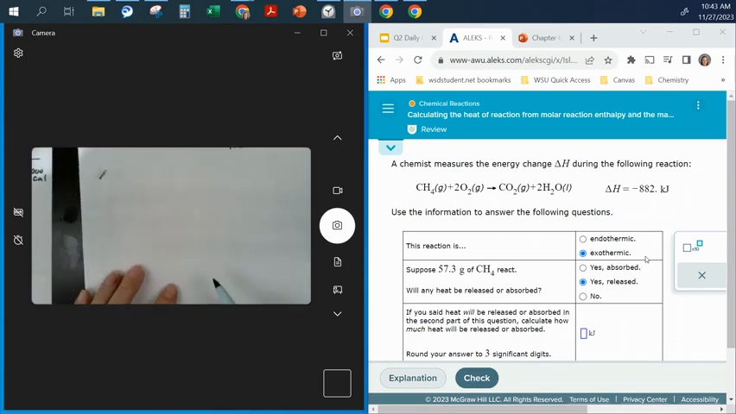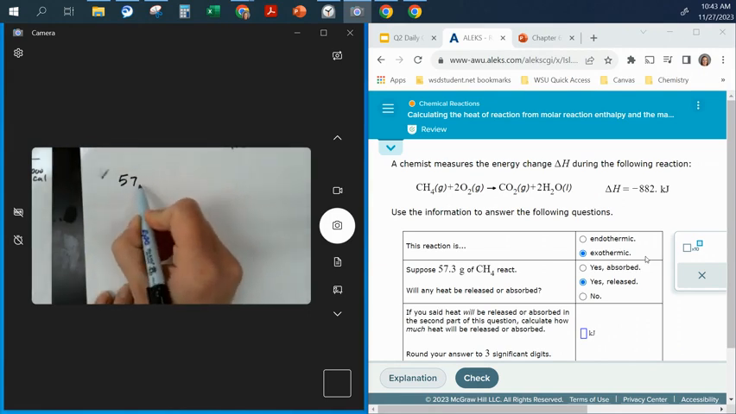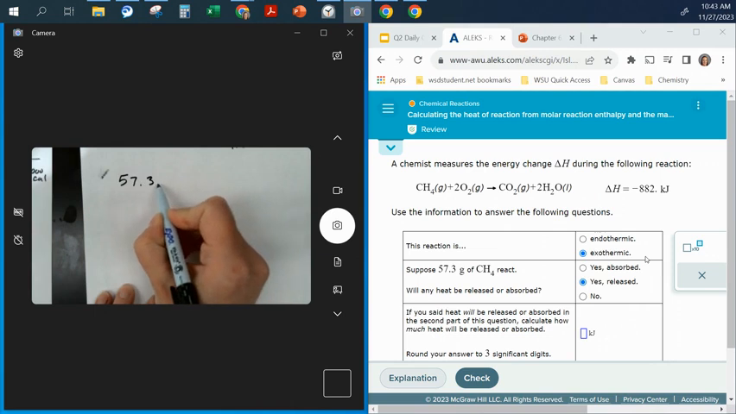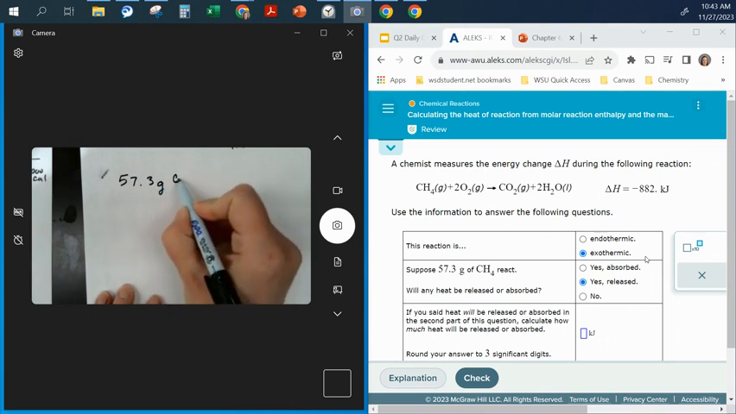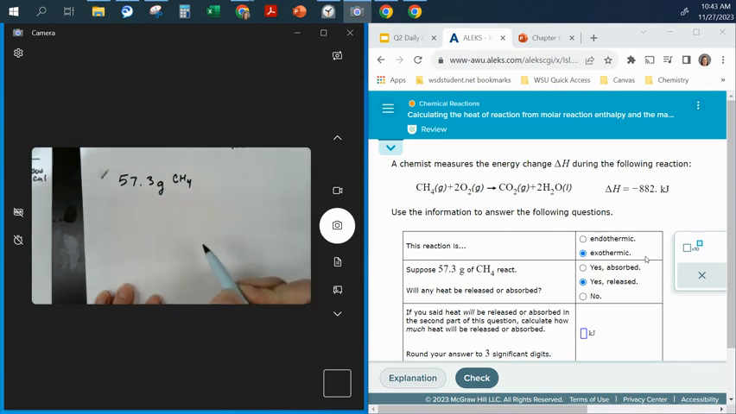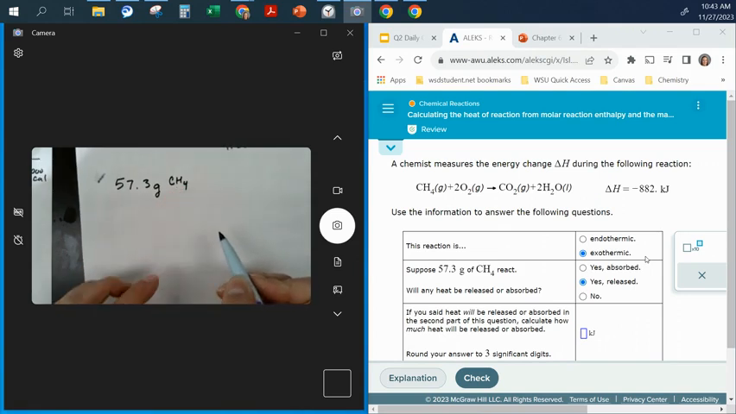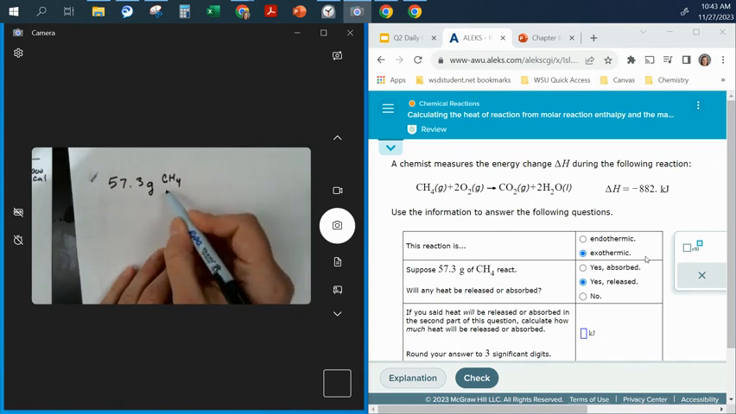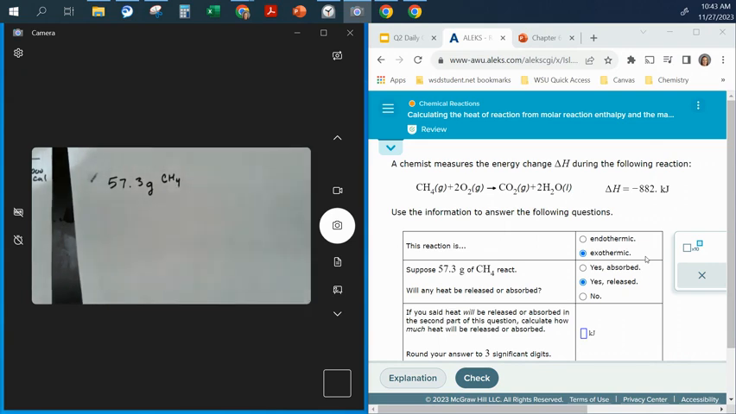All right, so we have this value: 57.3 grams of, do you guys know what CH4 is? It's methane. CH4 is methane. Okay, and then we need to figure out if this much methane reacts, how much energy is released.